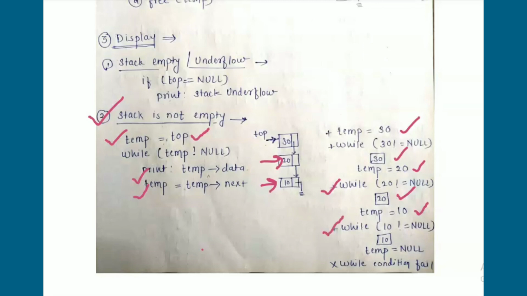Again the while loop will be checked. So while 10 is not equal to null, the condition is satisfied, I will print the temp data, that is nothing but 10 will be printed, and my temp is updated as temp next. So now your temp becomes null since it was the bottom element of your stack, so its next pointer is null. So when we go for this while condition, this condition will fail and we will come out of the loop. So now you can observe that first the 30 value, then the 20 value, and then the 10 value will be printed. So that's all about how to display stack elements with the help of a linked list.